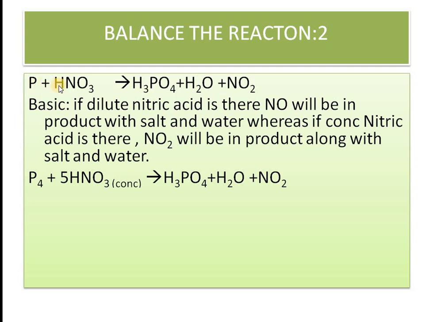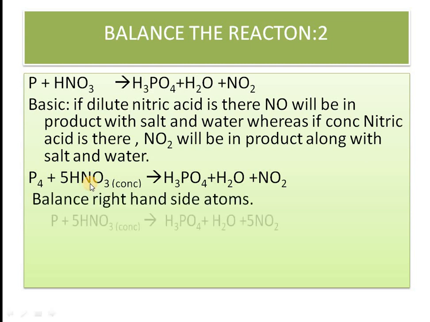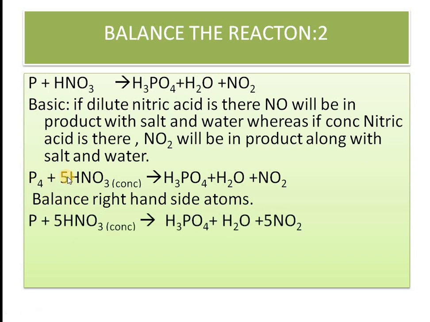This way you can balance the equation in a very good manner. Here, 5 into 4, 20 will come if P4 is there. Normally if P is given, 5 alone is sufficient. So the basic technique is: what is the valency of phosphorus? It is 5. So you multiply by 5.